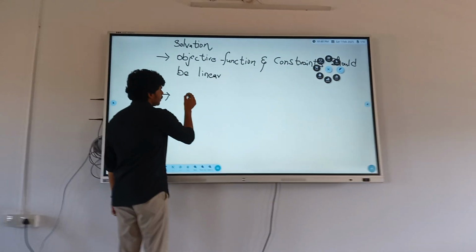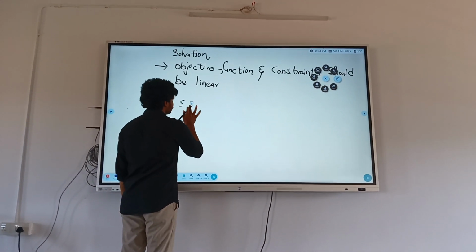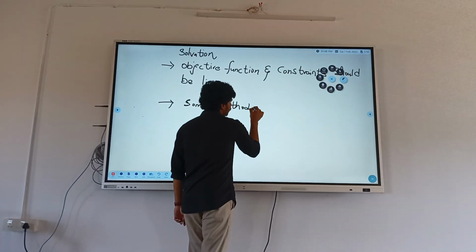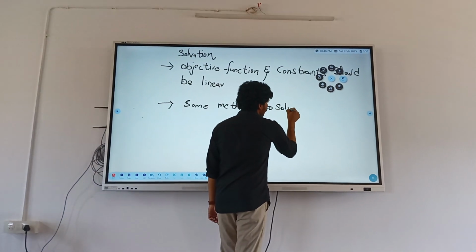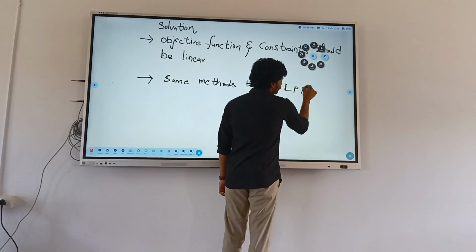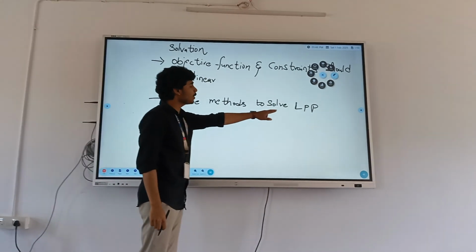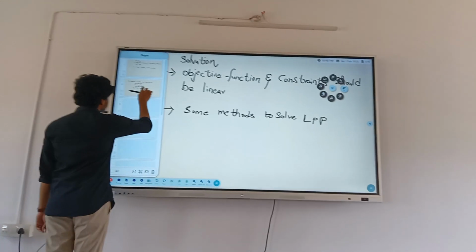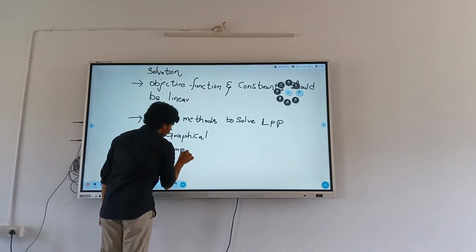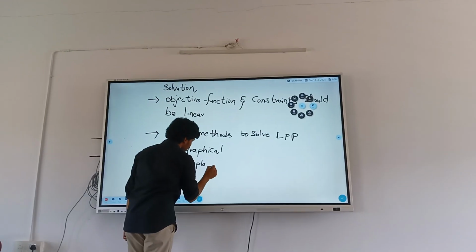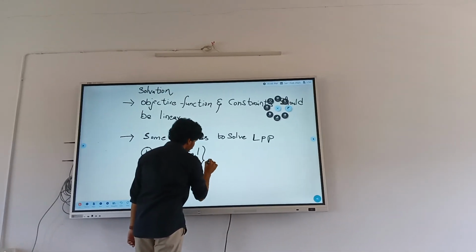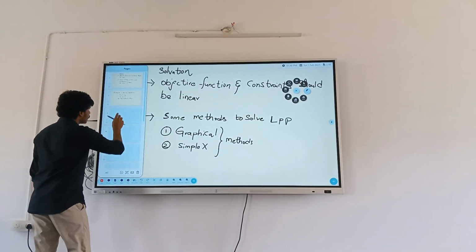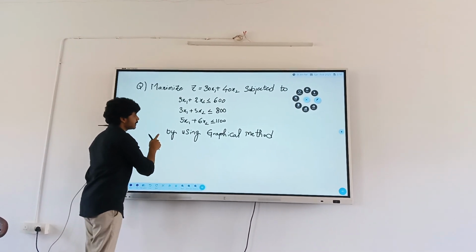So there are some methods to solve linear programming problems. In short I wrote LPP. Coming to the example, let us discuss the graphical method.